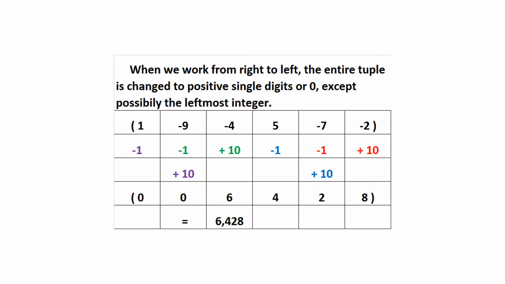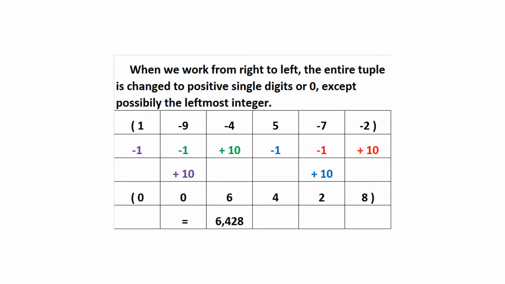We add 10, that's a blue 10. And then we subtract 1 in the next column to the left. So now, the negative 8 and 10, that's 2. And 5 and negative 1 is 4. So we go to the next integer, that's negative 4. We add 10, take away 1, so that gives us a 6.